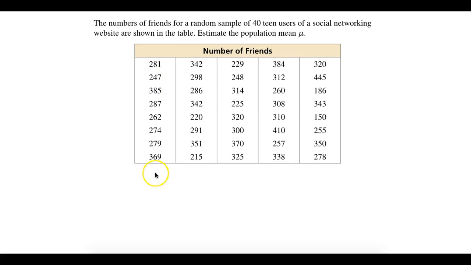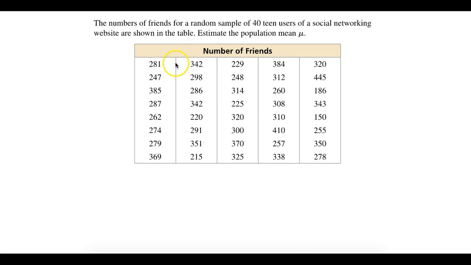So this right here would be a sample because our population is all of the teens using social networking, and this data is from a random sample of 40 teen users of a networking site. So this would be our sample. Now, we've already been using means throughout this chapter. Here, you're going to actually calculate the mean. So if you remember, the mean is another word for average. So what you're going to be doing is taking the average of this table.